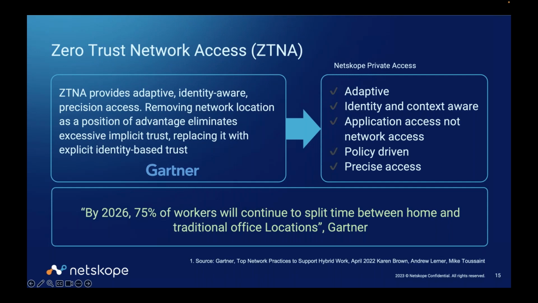So what Gartner also says is by 2026, 75% of workers will continue to split time between home and traditional office locations. And I guess what's important to realize here is that even though you might have people returning to the office full time, they will most likely still have a mobile device, which they will use in the evenings to connect into the office network and work. And that might not be every day, but it's from time to time that will happen. So you have to accommodate for that problem, if you like.